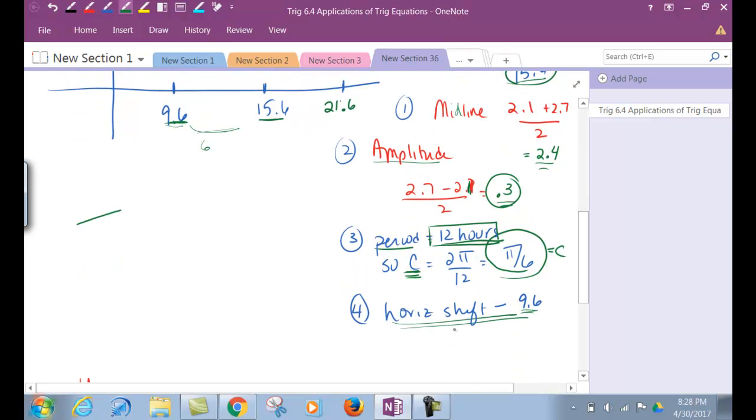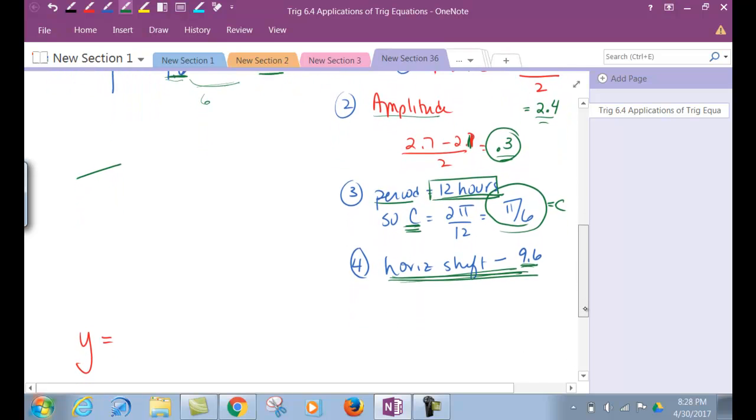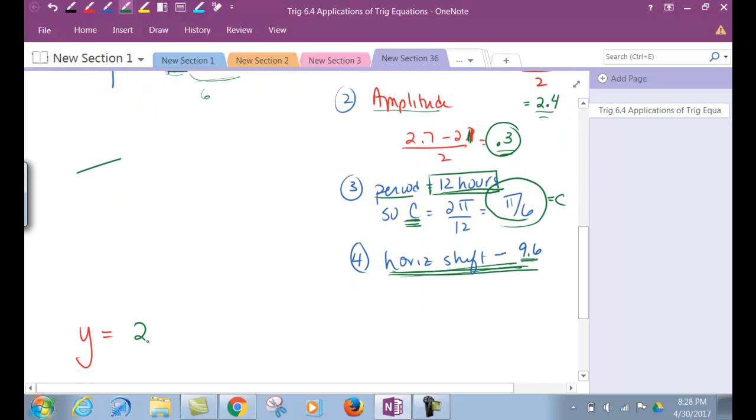Last one is the horizontal shift, which is as simple as can be. It says high tide is at 9.6, so we are going to shift 9.6 to the right. And now we're going to put those four values into a sinusoid. So here we go, midline plus the amplitude. We're talking about a cosine. And then the c value, pi over 6. And then here is how we write 9.6 to the right.